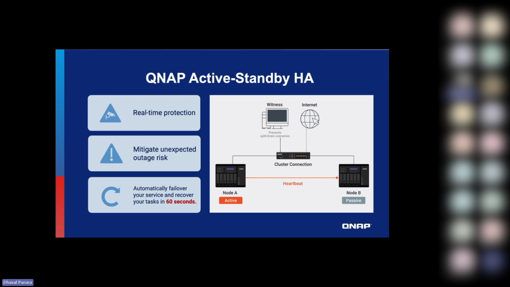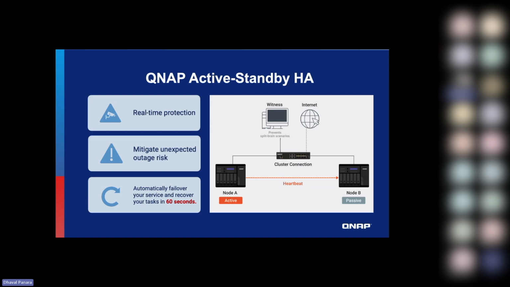Now, how does the HA work, right? We have real-time protection on our systems. So if you have SMB services, iSCSI services, or any application running on the QNAP devices, that will keep running on node A, which is active, and there will be a heartbeat connection connected directly to node B, which is the second NAS, that does two things.